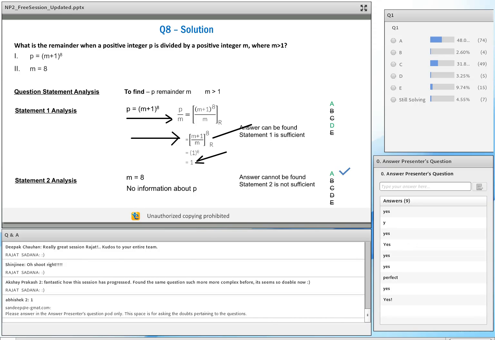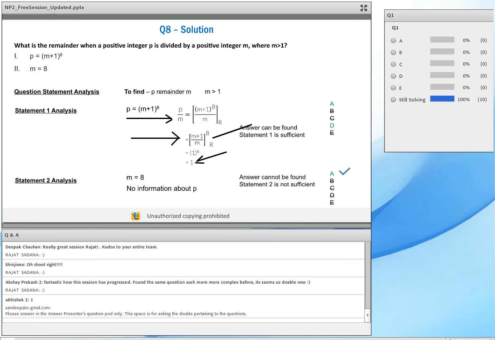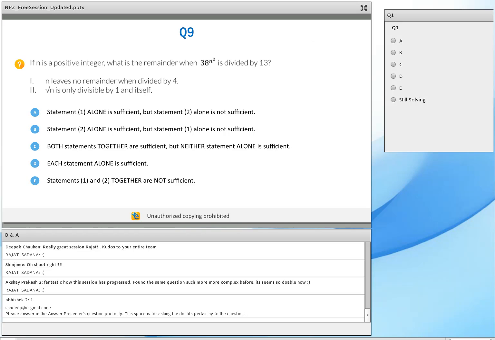All right. So let's go to the next question. The next data sufficiency question that we did, question 9. I want you to select still solving. 80 people to select still solving. All right, let's remove this. Here is the next question.